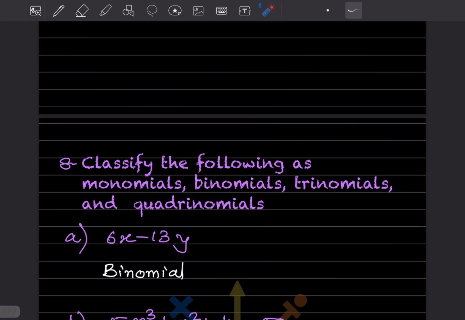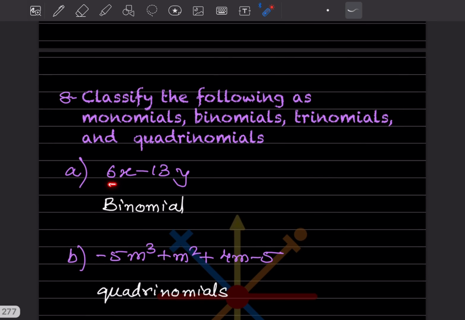Classify the following as monomials, binomials, trinomials and quadrinomials. Mono means 1, bi means 2, tri means 3 and quadri means 4. Now we'll see the terms. These are 2 terms here, so that is going to be a binomial.